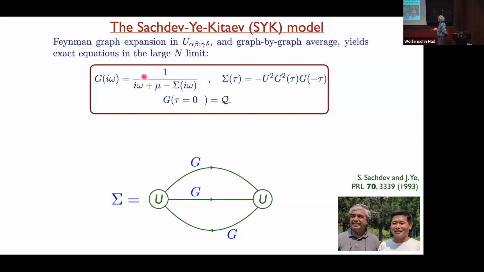It turns out that there's only one graph that survives, which is this graph, which I just drew on the top. It's not just one graph, but notice that the intermediate G is not the bare G, it's the fully renormalized G. So this is sometimes called the melon graph. So it's all melons within melons within melons. You just have to sum all of them.